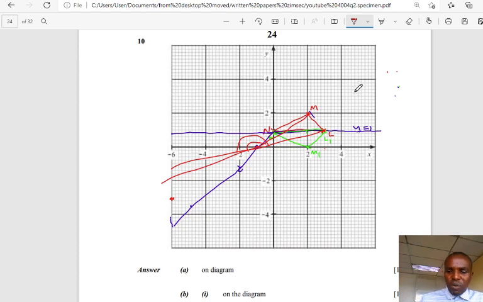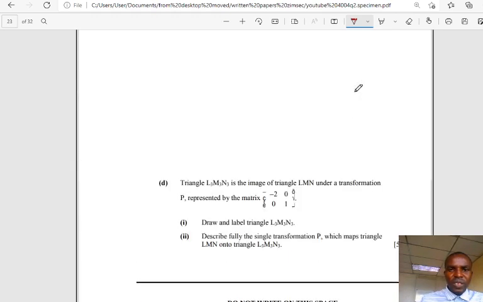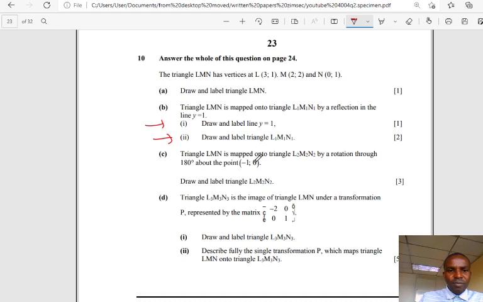Right, then next question. Triangle L3, M3, N3 is the image of triangle LMN under the transformation represented by the matrix P. That one. Then the matrix is, these are brackets.